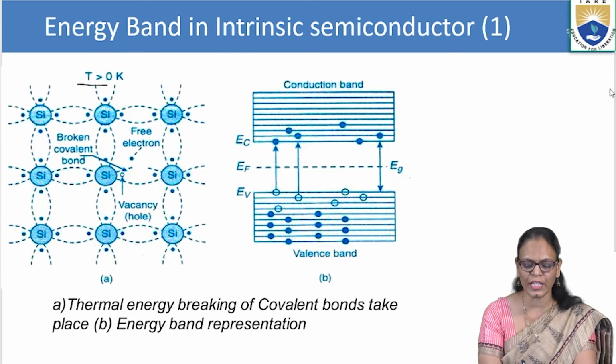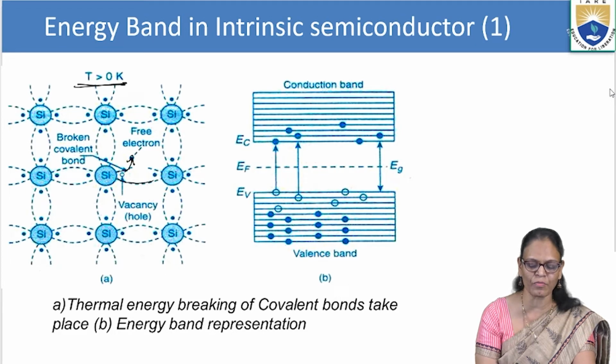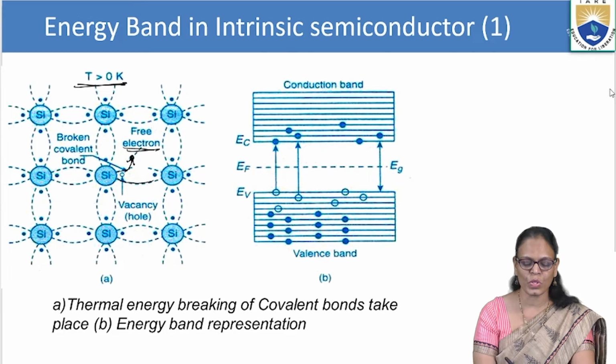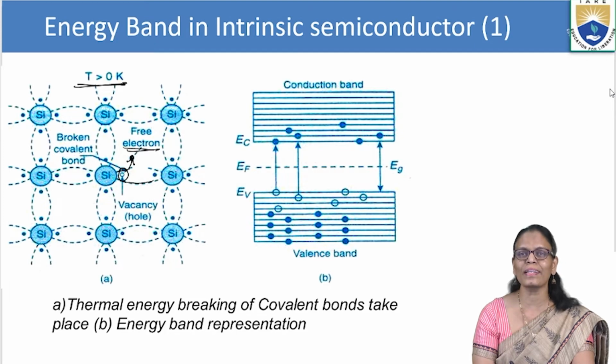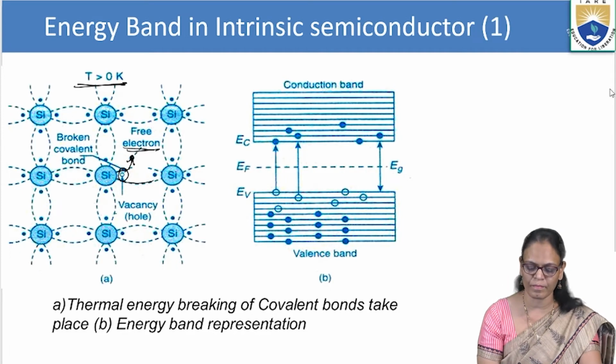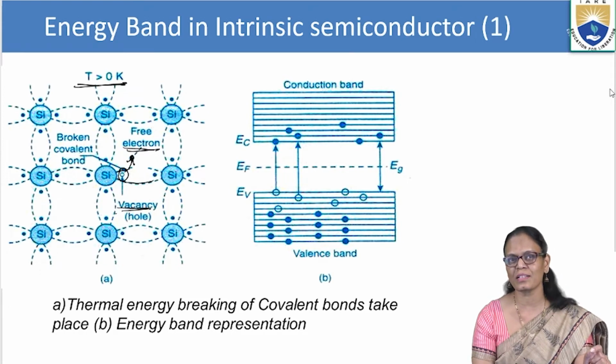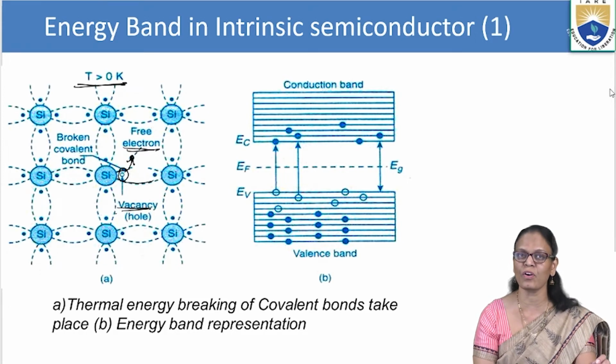At a temperature T greater than 0 Kelvin, suppose we consider some of the bonds, this bond is broken. When the bond is broken, what is happening? This electron has become free. This is a free electron now. When this electron has become free and moved out, there will be a hole here. A hole is nothing but a deficiency of electron, which we also call a vacancy. So what is a hole? A hole is nothing but a deficient site of electron. Where there is a deficiency of electron, we call them vacant sites also. So a vacancy is called a hole and this is an electron.